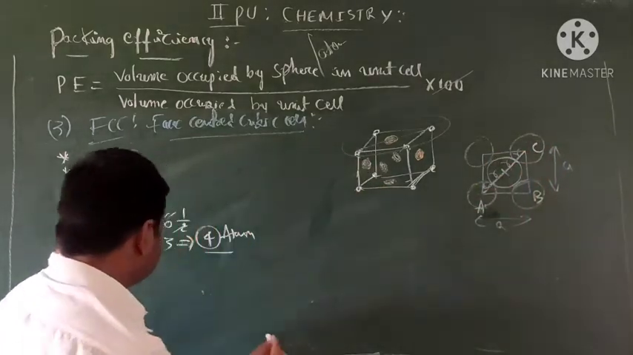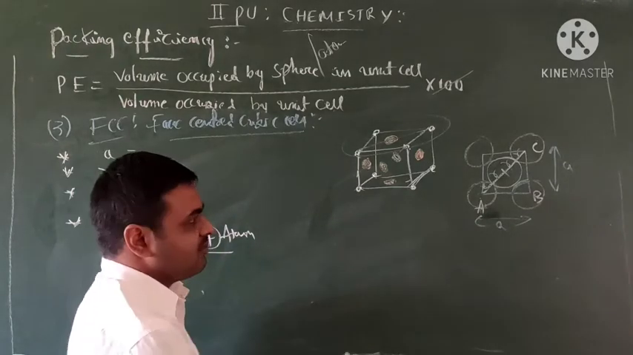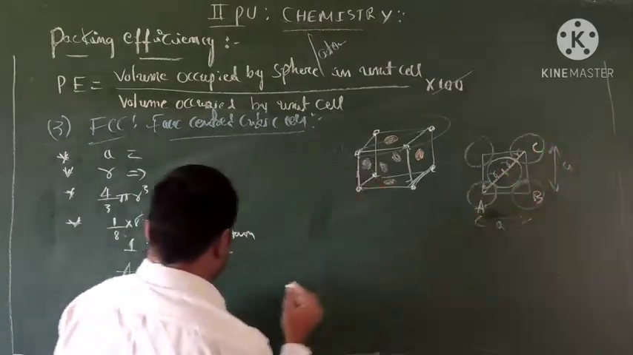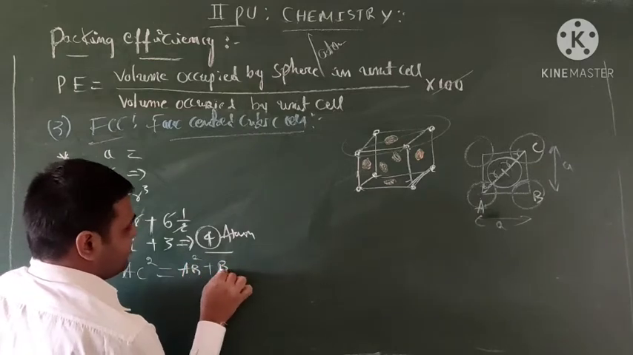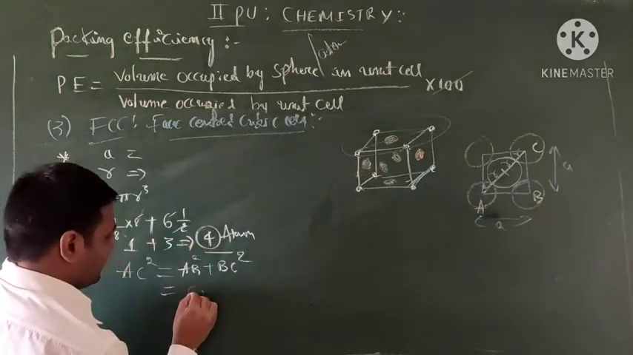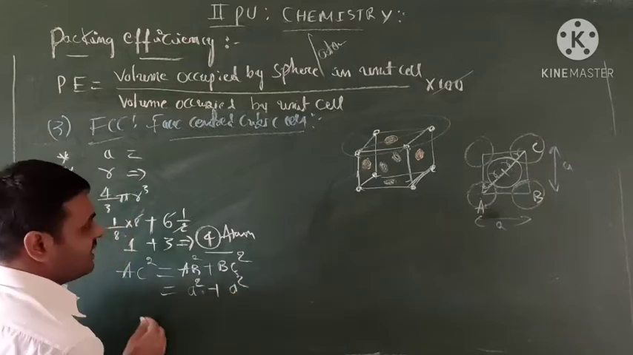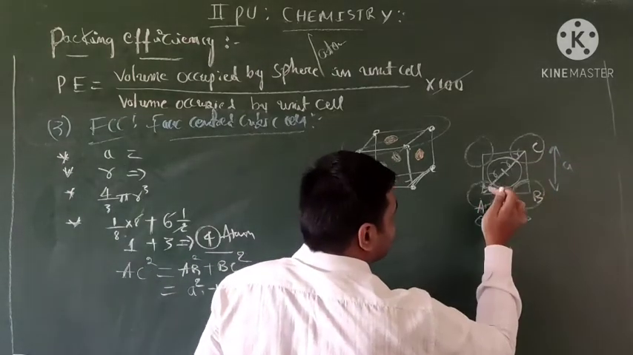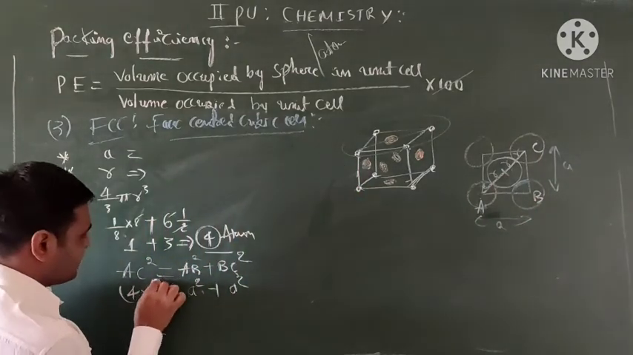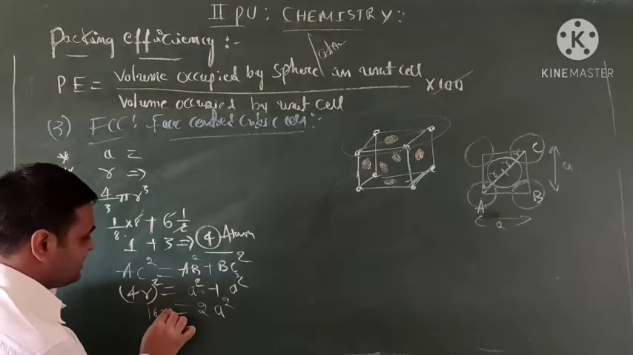Okay, so consider AC. According to the Pythagoras formula, AC square is equal to AB square plus BC square. AB is the edge length, so A square, and BC is A, so A square. AC means 4R, so 4R square. This is 2A square, and this is 16R square.